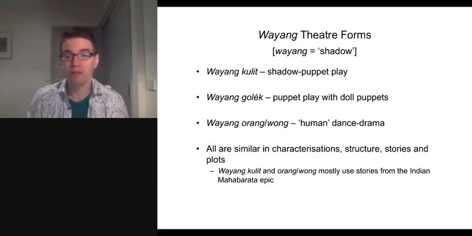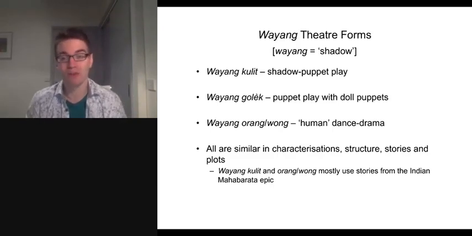However, there are also other forms of wayang theatre, and this includes wayang golek, which is a puppet play based on doll-like puppets. And there are also forms of wayang that involve human performers or human dance drama presentations, and these include wayang orang, orang meaning human, or wayang wong, which can involve some of the performers wearing masks.